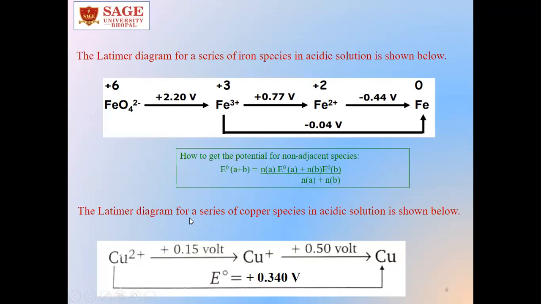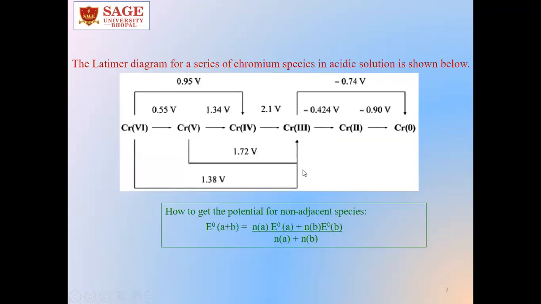The Latimer diagram for a series of copper species in acidic solution is shown below. Here also we can get the value for copper 2 plus to copper as plus 0.340, applying the same equation. Similar calculations can be done for the chromium series also. The Latimer diagram for a series of chromium species in acidic solution is shown: from chromium 6 to 5, then 4, 3, 2, then 0. Here also the standard potential values are given. The potential for non-adjacent species can be calculated again by following the similar equation.